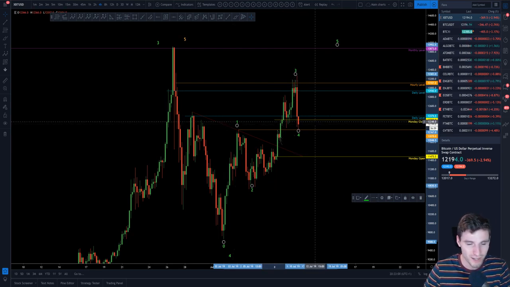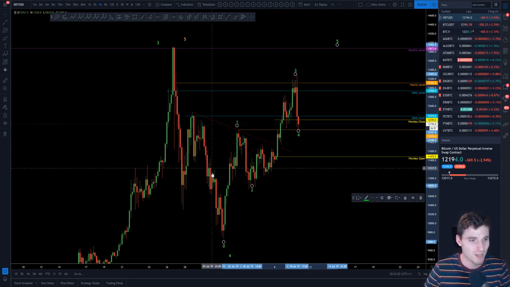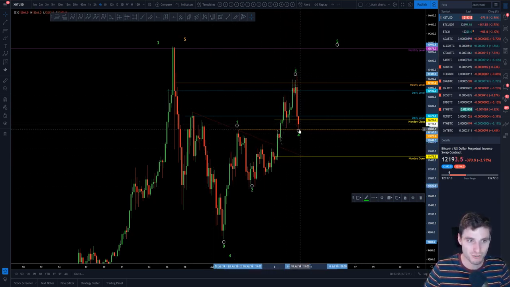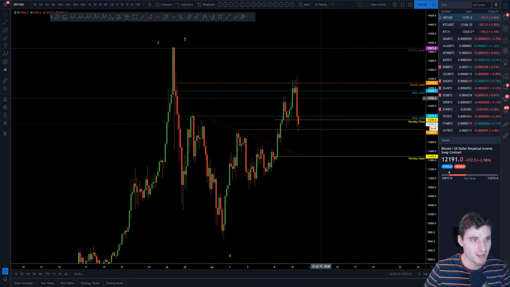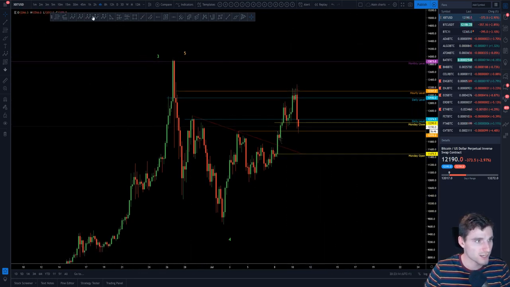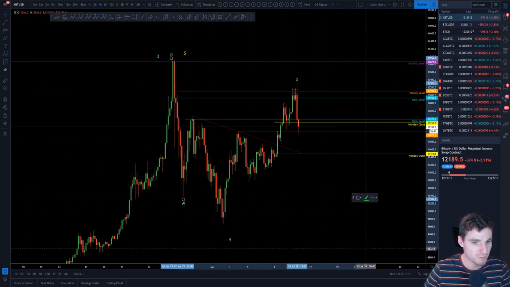Unless you're looking at a diagonal, but I'm not going to get into diagonals in this video. Basically, just keep it simple. You don't really want to close below 12,070. That's a really key support to keep this count intact that we're moving up for the 5th. The alternate count is that you've just put in a W, X, and you're moving down for the Y.